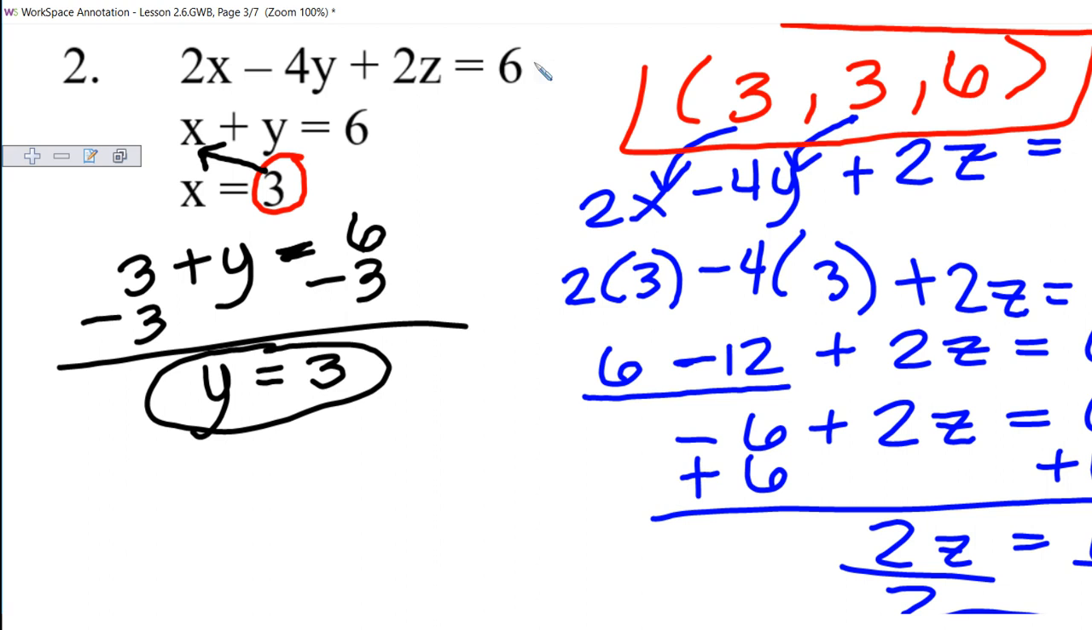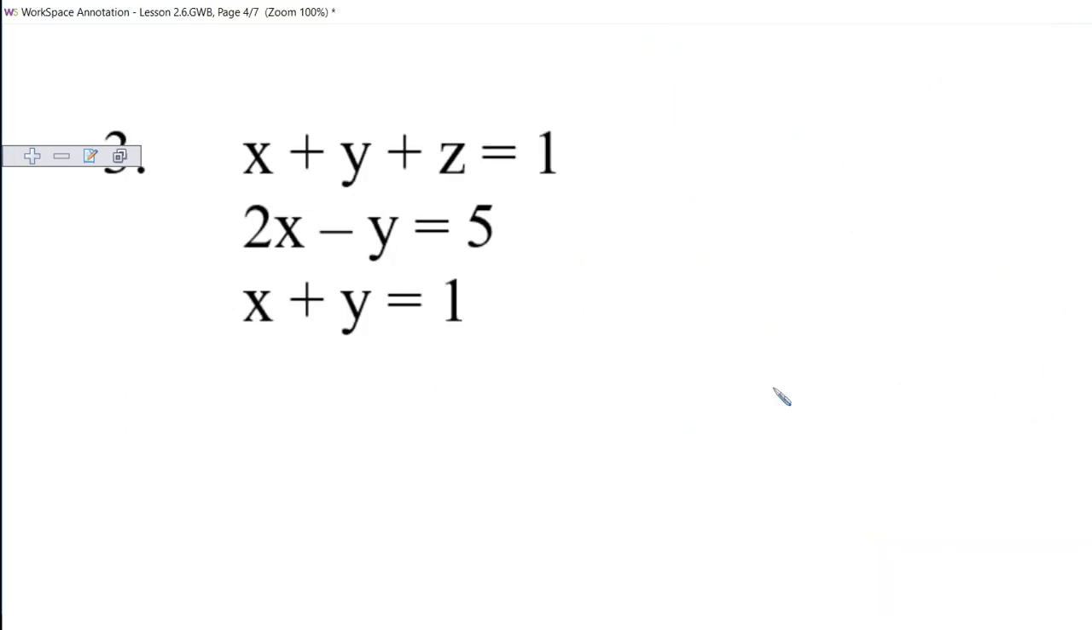Now this looks very, very complicated, but is it? No, it's really not. Okay, next one, problem number 3.